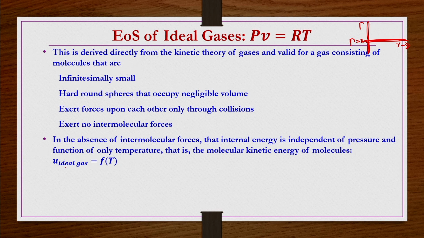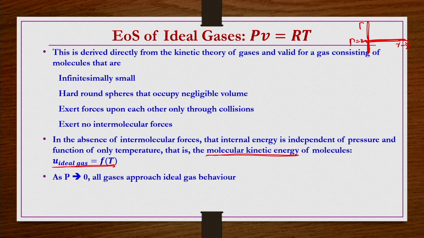That is because of the molecular kinetic energy of molecules, which is a function of temperature. In this case we have only molecular kinetic energy and no molecular potential energy, because potential energy arises from the relative distance between the molecules. When these molecules come close to each other, this intermolecular potential develops. But in the case of ideal gases, there is no such intermolecular force. So we have only molecular kinetic energy, and obviously it is a function of temperature only, not of pressure.